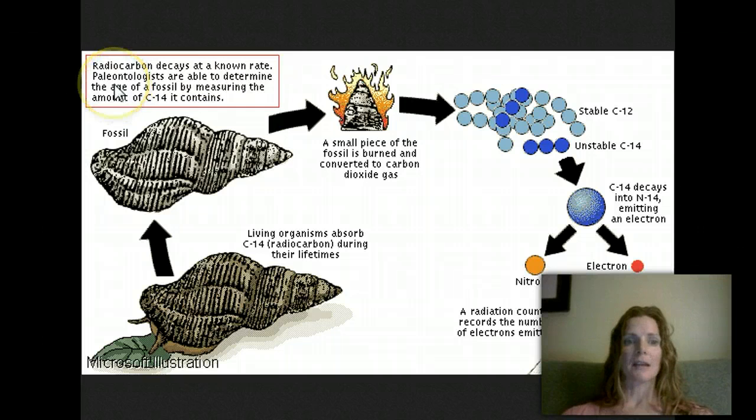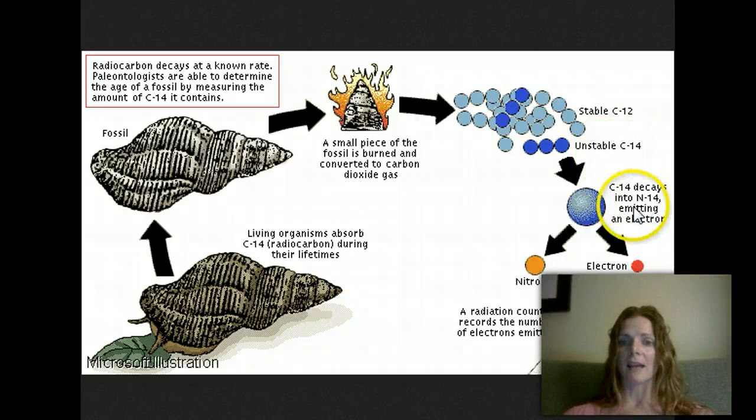So basically paleontologists are able to determine the age of a fossil by measuring the amount of C14 it contains. And how they do that is they take a small piece of that fossil and burn it, and it's converted into carbon dioxide gas, okay, when they start to burn that. And from that, you have stable C12 and unstable C14, carbon-14.